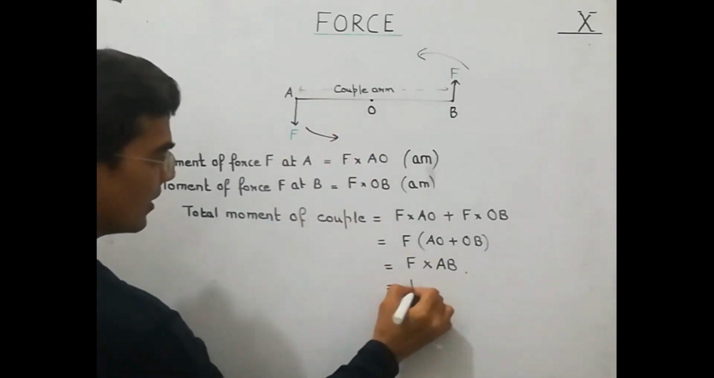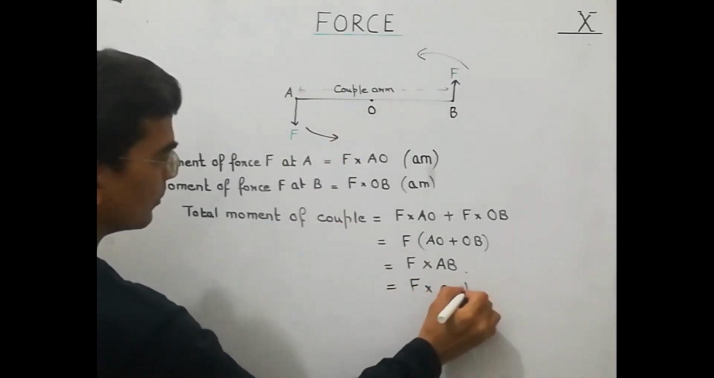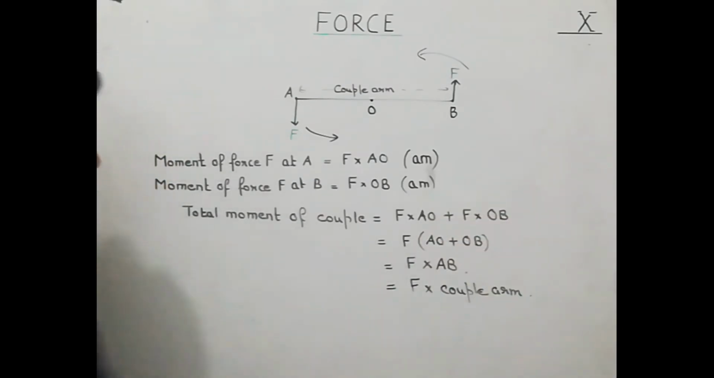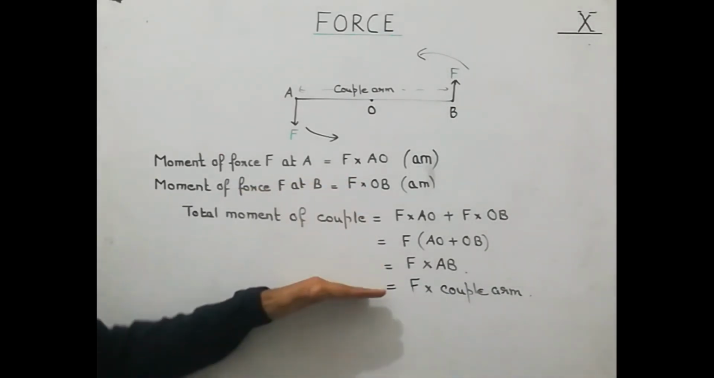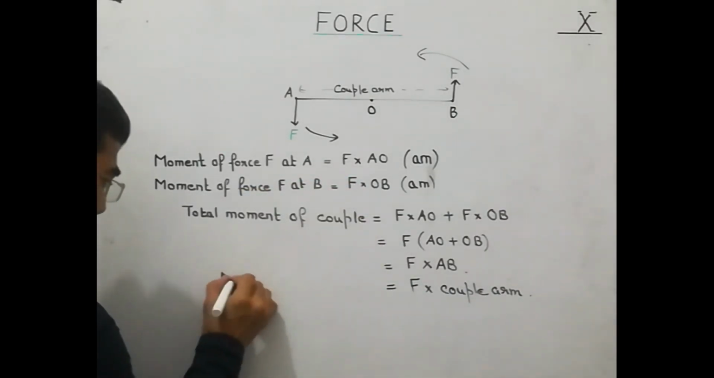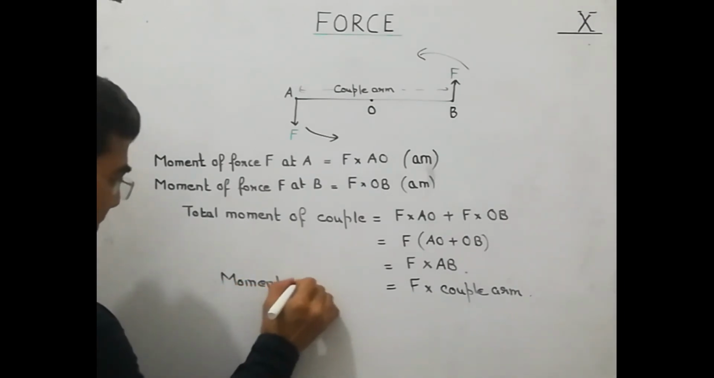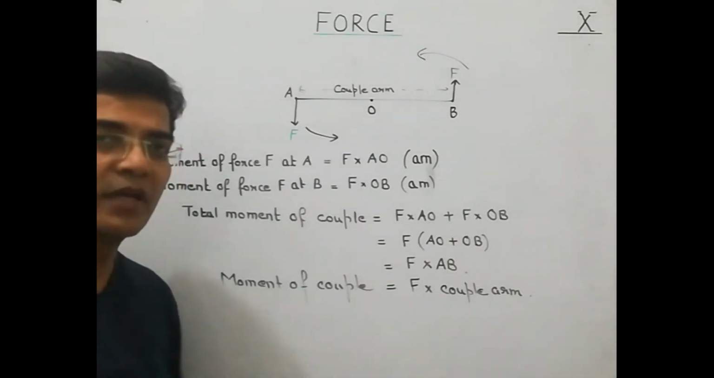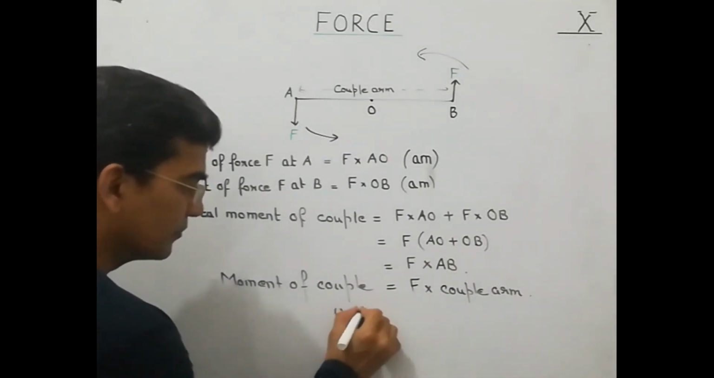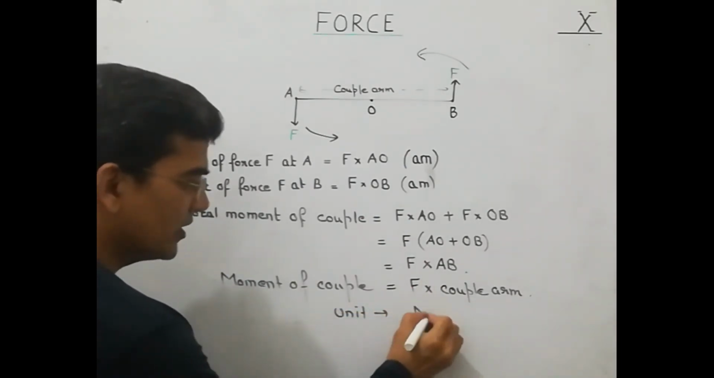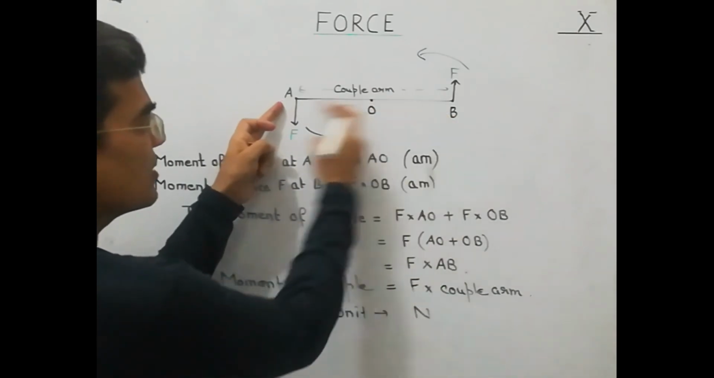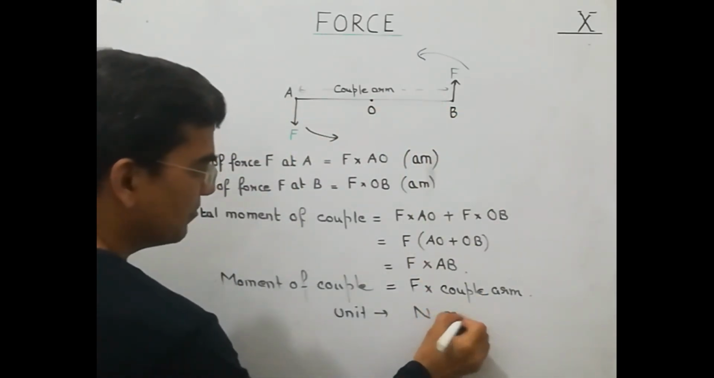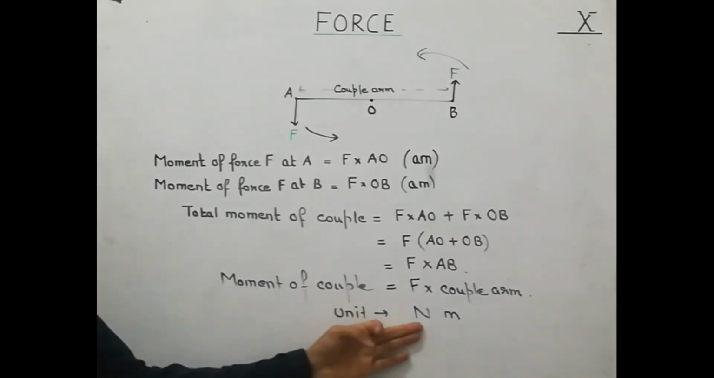So what formula do we get? F into couple arm. This is the formula for calculating moment of couple. So we have derived the formula for moment of couple. So moment of couple formula is F into couple arm. And if you have to write the unit, force is in Newton. Couple arm means the distance between the two forces. It will be in meter. So the SI unit will be Newton meter.